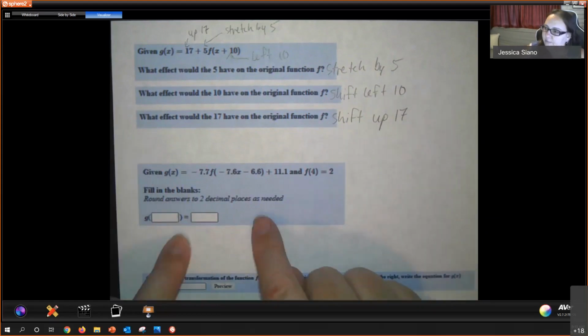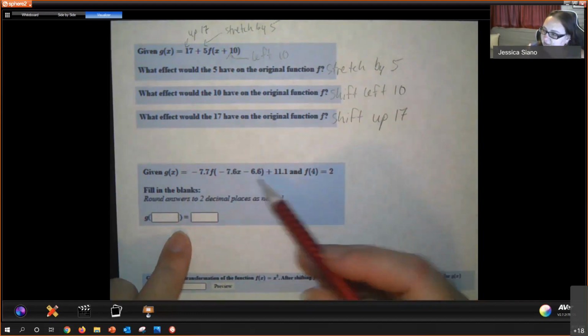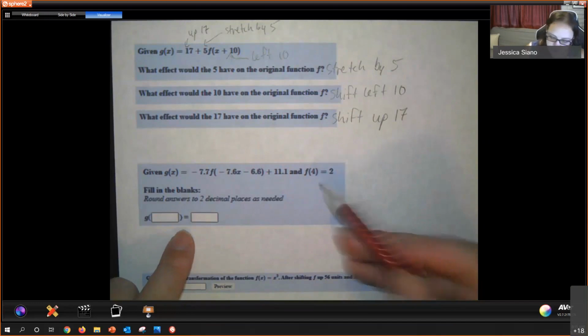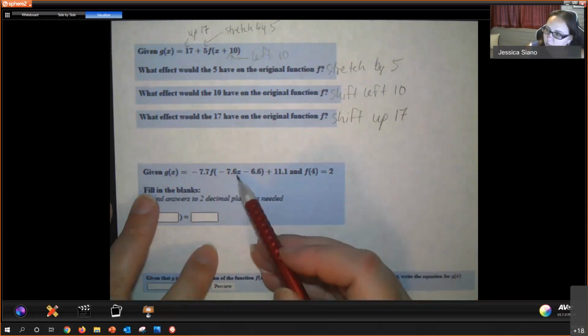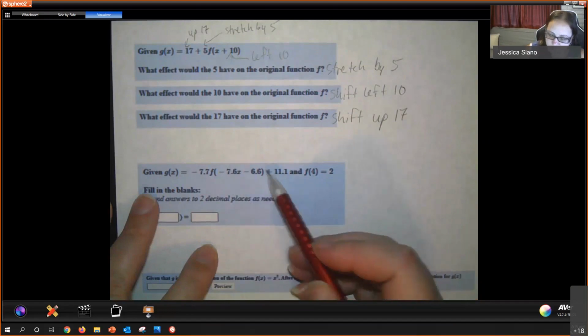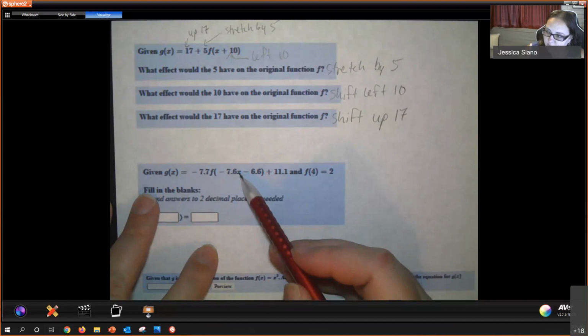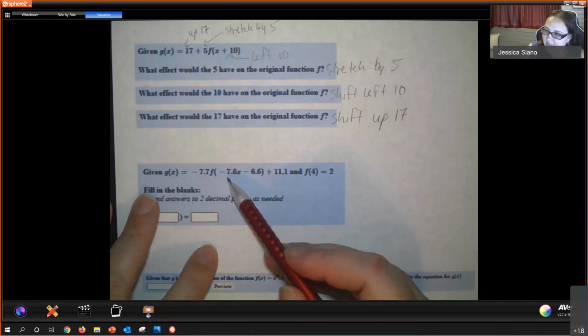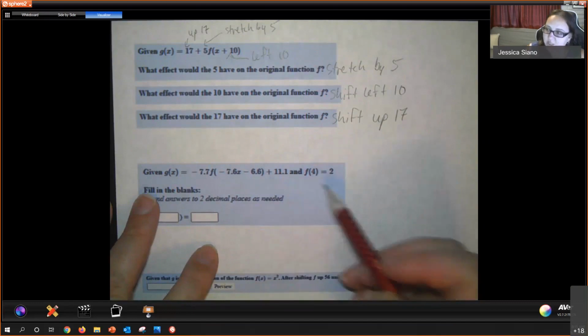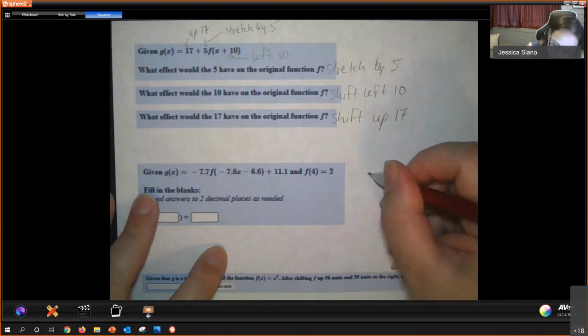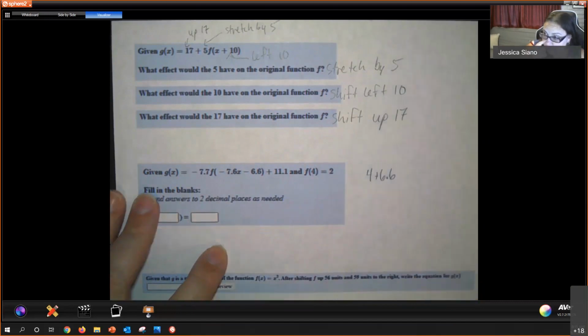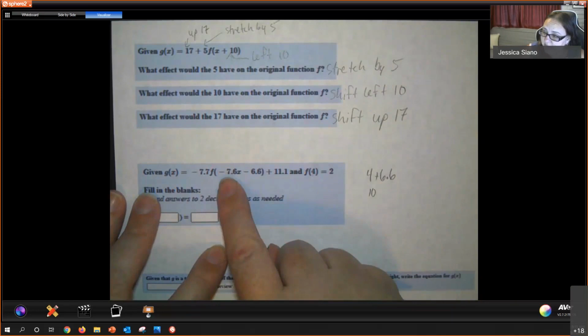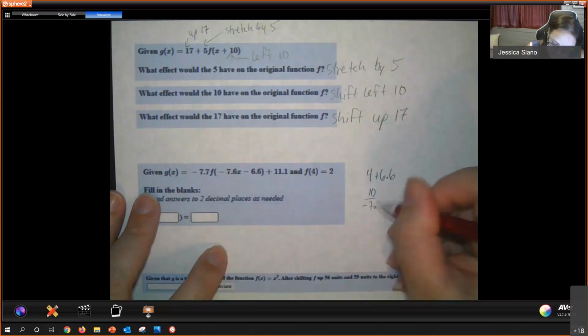Now, this question always seems to confuse people. So this is back to where I say that inside is the opposite and outside is the same. So what we're going to do is we're going to take this 4 and we're going to do the opposite of what we see here. So think about order of operations. Normally, I would multiply by a negative 7.6 and then subtract negative 6.6. We're going to do the opposite of that. So the first thing I'm going to do to this 4 is I'm going to add 6.6. And now instead of multiplying by a negative 7.6, I'm going to divide by a negative 7.6.